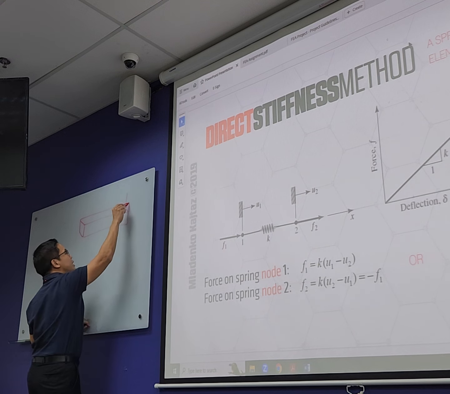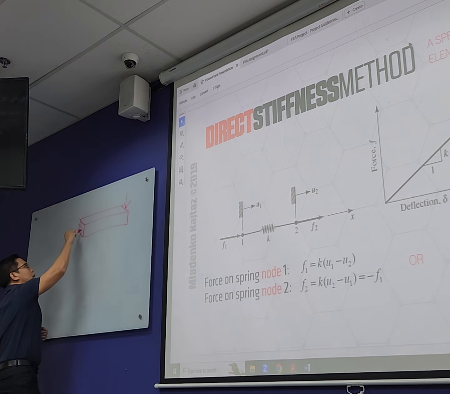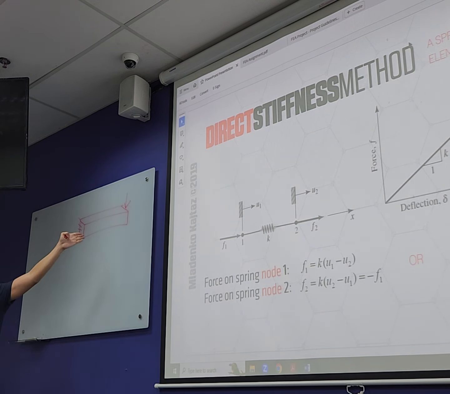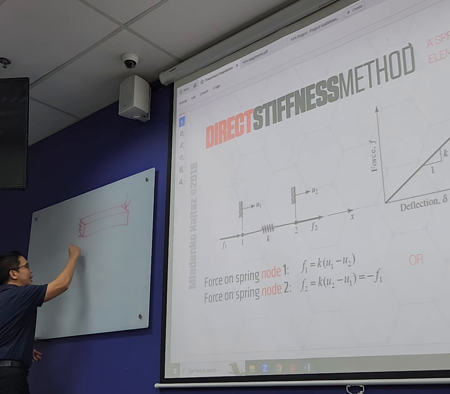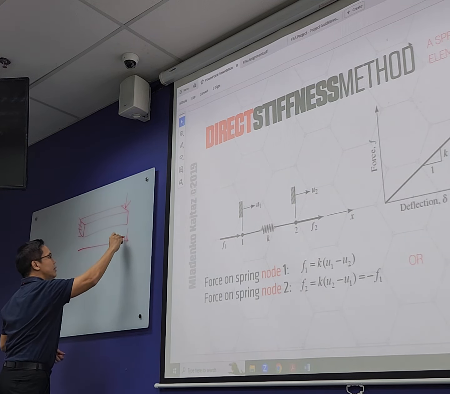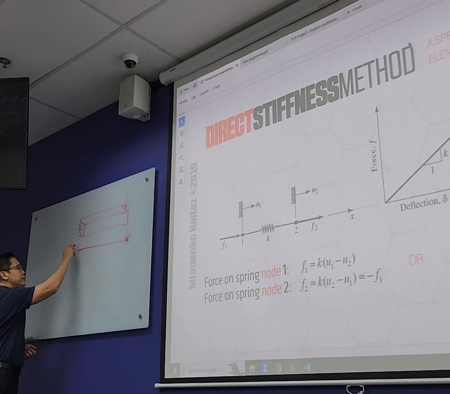Same thing, we start with the easiest one. Cantilever beam subject to a force, correct? I can model it as a 3D feature. Alternatively, I can model it as a single element. Correct?